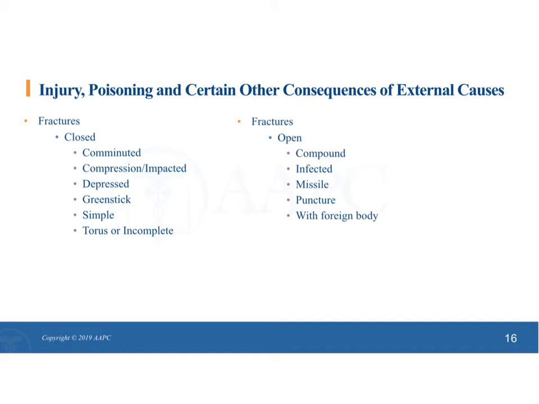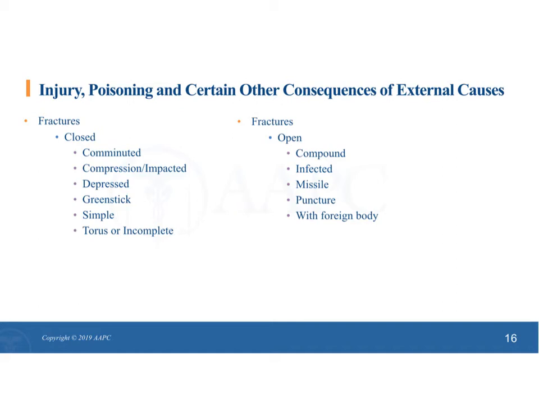Depressed, this fracture typically results from blunt force trauma to the skull. There is a portion of the bone that is pushed inward. A greenstick fracture, the bone is broken on one surface and bent on the other. Think of the way a green twig will break when bent too far. This fracture occurs in children before all the bones have had time to harden.